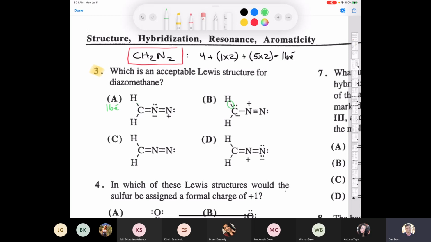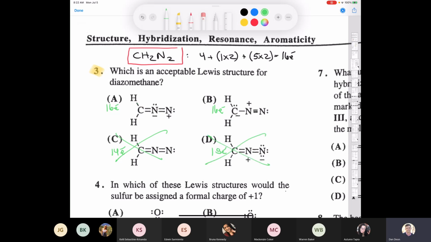If we go to B, got 1, 2, 3, 4, 5, 6, 7, 8, 9, 10, 11, 12, 13, 14, 15, 16. So that one also has 16 valence electrons. If we go over to C, 1, 2, 3, 4, 5, 6, 7, 8, 9, 10, 11, 12, 13, 14. So that is impossible. So let's cross that one off. This one has 14 valence electrons, so we'll scratch that out. And then if we go to D, we have 1 through 18. So we have an excess of electrons there. So this has 18 valence electrons, and we'll scratch that out.